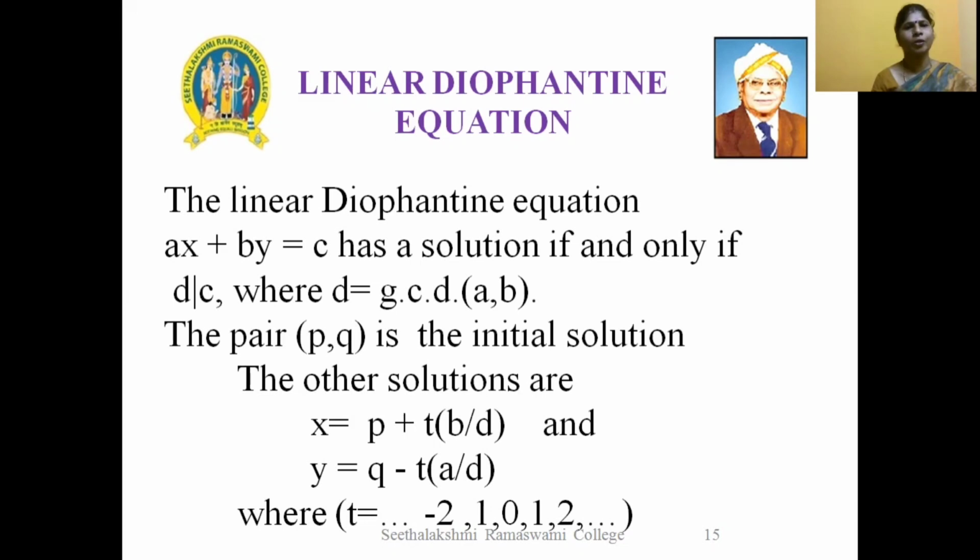The linear diophantine equation ax plus by is equal to c has a solution if and only if d divides c, where d is the GCD of a comma b. The pair p comma q is the initial solution. Using this initial solution, we can find the other solutions. X is equal to p plus t into b by d and y is equal to q minus t into a by d, where t is equal to minus 1, 0, 1, 2, 3, etc.